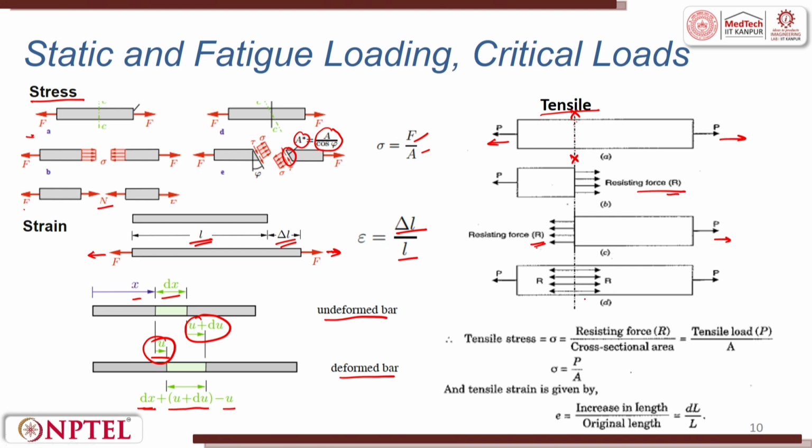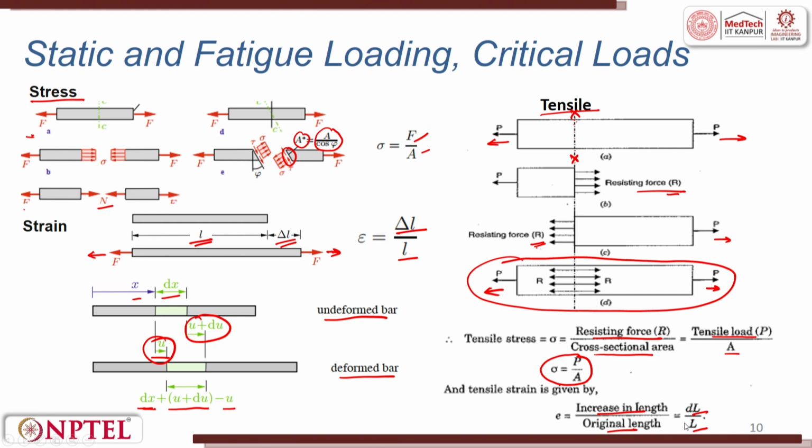So here you see a combined figure where load is being applied in different directions and there are resisting forces. This resisting force gives me the value of stress, that is the resisting force per unit cross section area, which is equivalent to my tensile load per unit area. So tensile stress is P by A. Also strain is again increase in length by original length, that is dl by L.